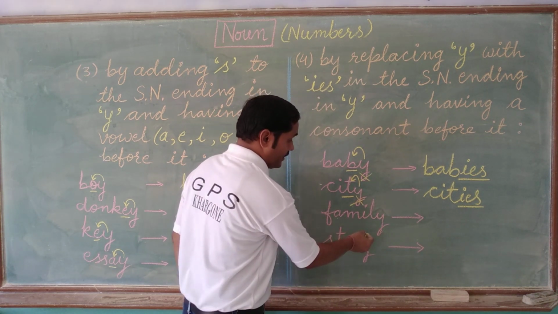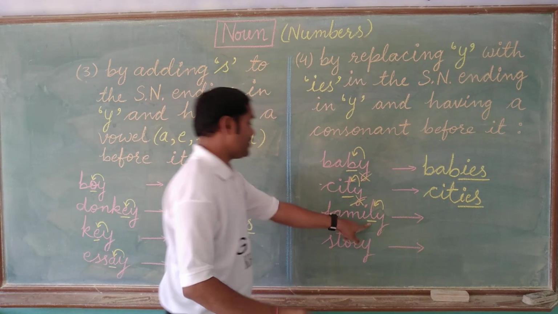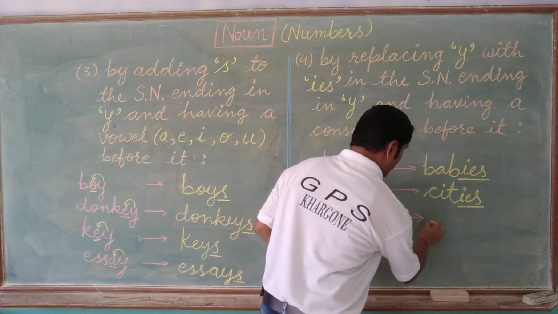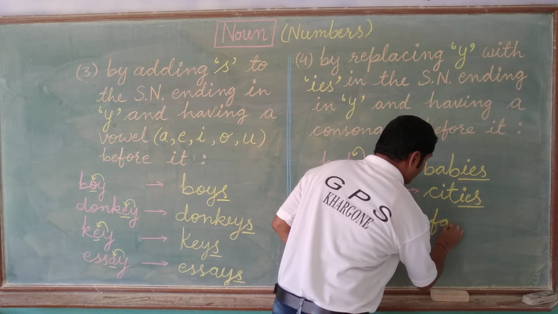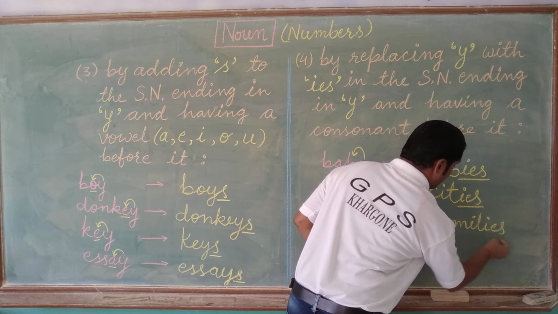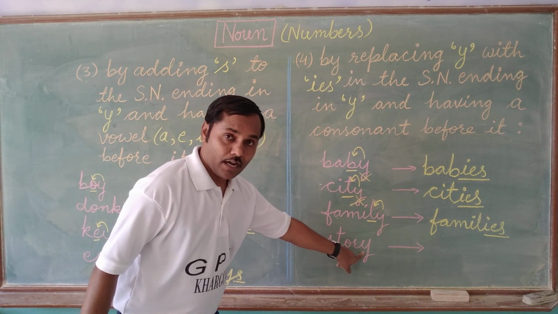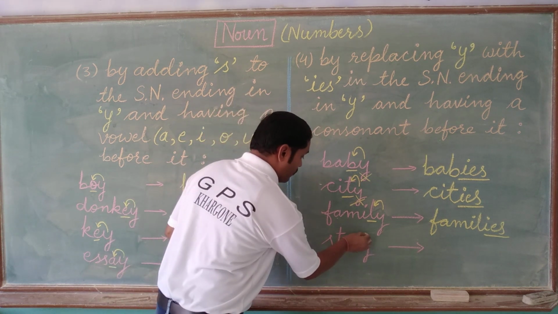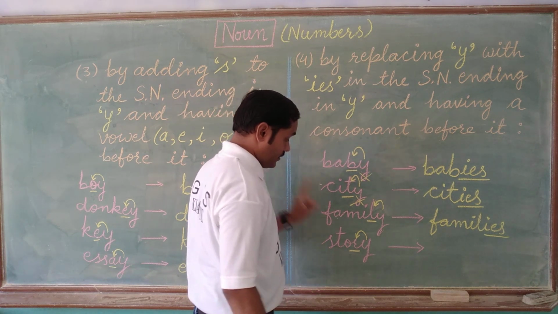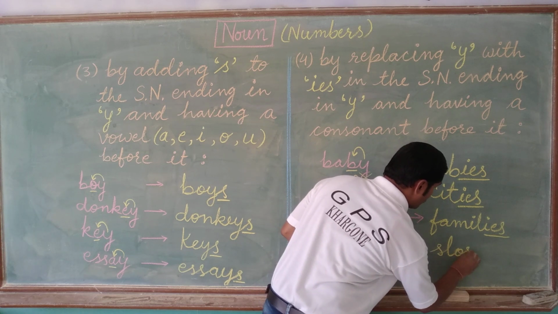Similarly, family. Before Y we have L, which is not a vowel, L is a consonant. So family would become families, IES. Story ending with Y, but just before Y we found a consonant, not a vowel. So story will become stories.